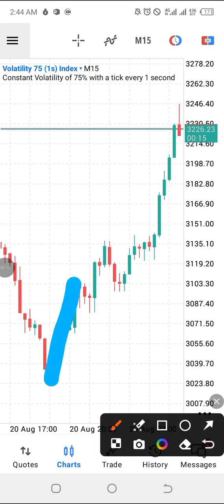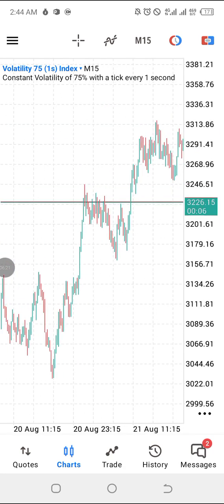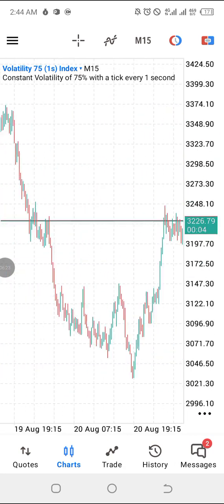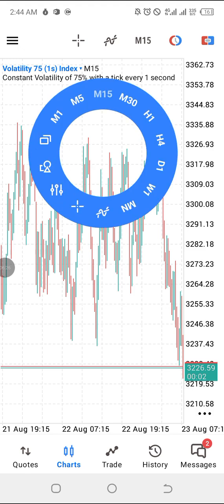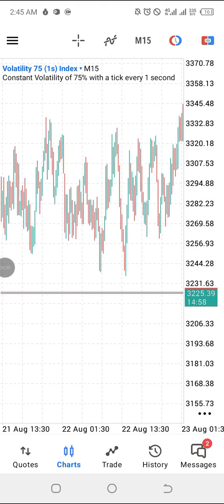Or better still, you can say impulsive move, retracement, impulsive move. These red candles, retracement, impulsive move. So as you can see, right? Then this one, so market could be uptrend. When there's uptrend, you'll be seeing higher high and higher low. When there's downtrend, you'll be seeing lower low and lower high, right?